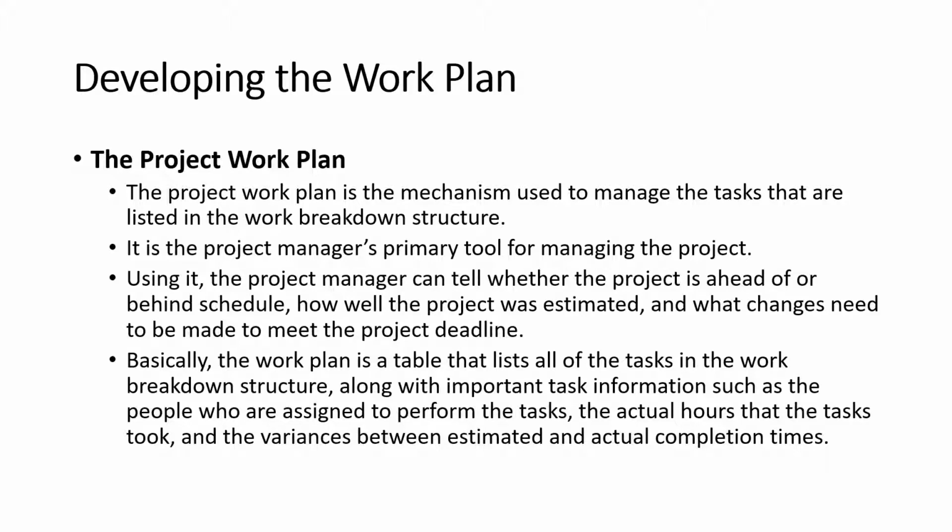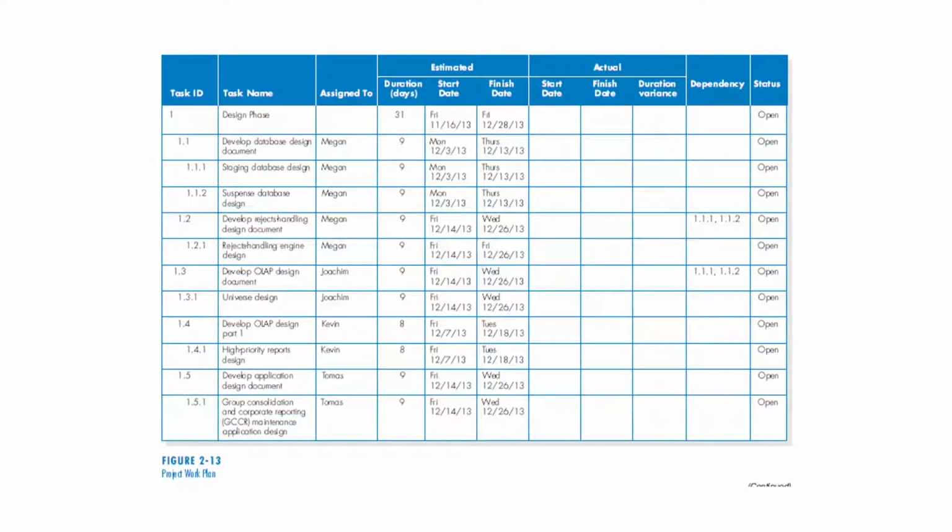So basically, the work plan is a table that lists all the tasks in the work breakdown structure along with the important task information such as the people who are assigned to perform the task, the actual hours the task took, and the variances between estimated and actual completion times. This is an example of a work plan.